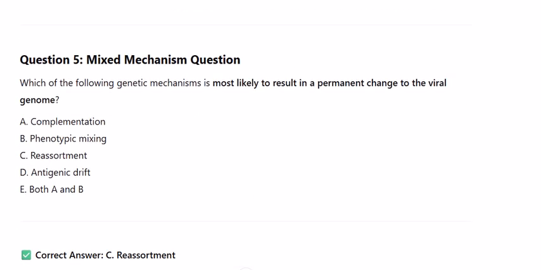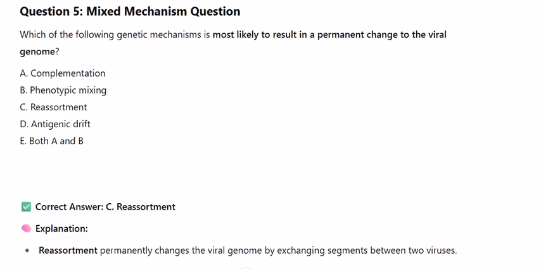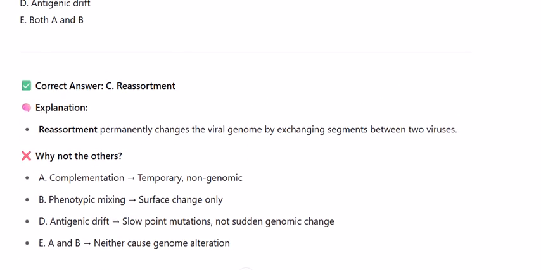Question 5. Mixed mechanism question. Which of the following genetic mechanisms is most likely to result in a permanent change to the viral genome? A. Complementation. B. Phenotypic mixing. C. Reassortment. D. Antigenic drift. E. Both A and B. Correct answer, C. Explanation. Reassortment permanently changes the viral genome by exchanging segments between two viruses.